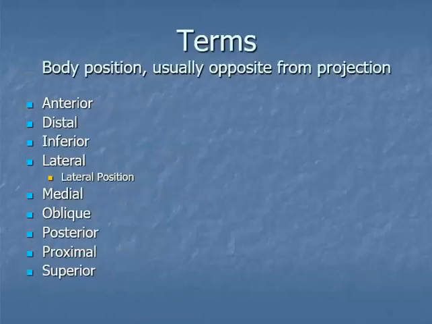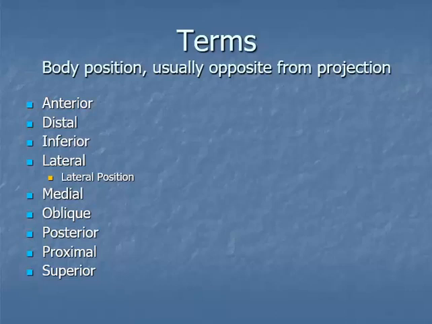So terms, we're not going to spend a whole lot of time on terms just because you know what these terms mean. It should be a review for you now. But anterior is front of the body, distal is away from the head, which is very similar to inferior. Inferior being below, you can have something that's distal and then have something inferior from that as well.